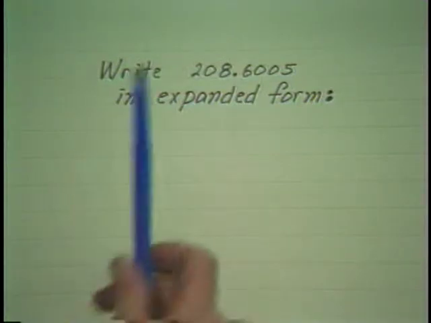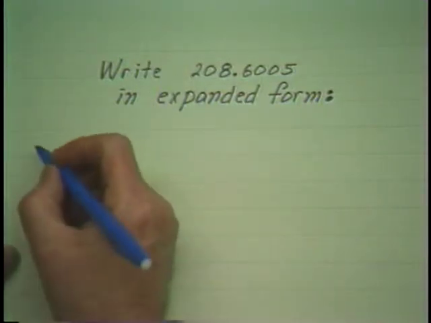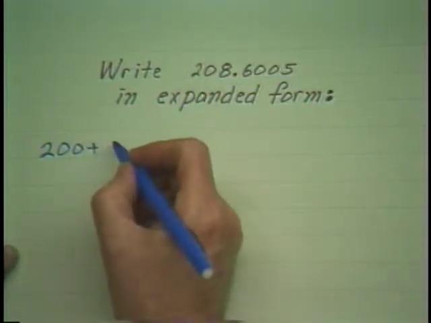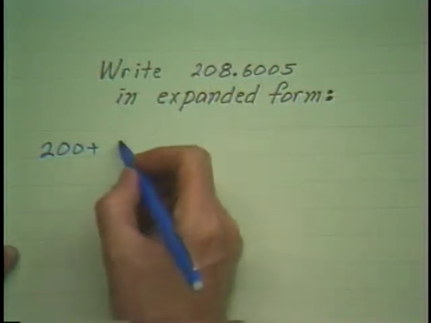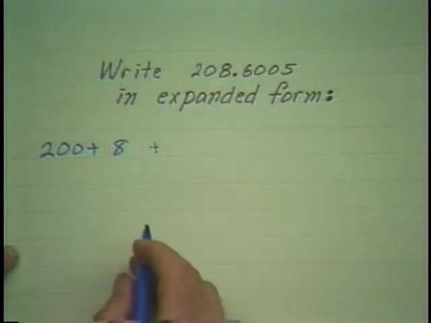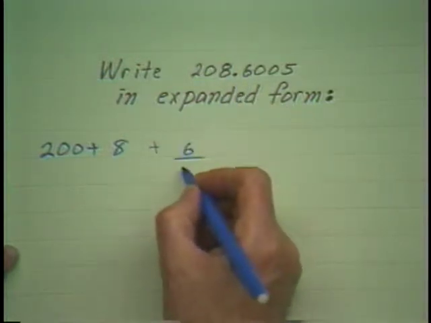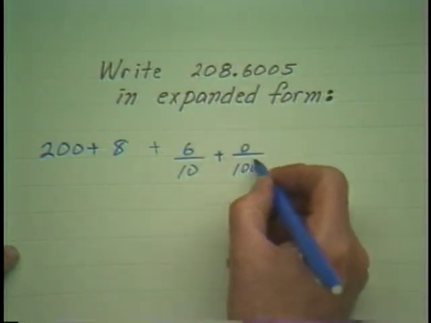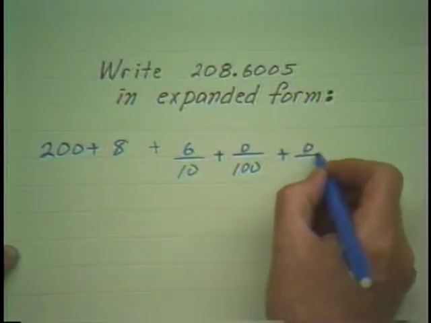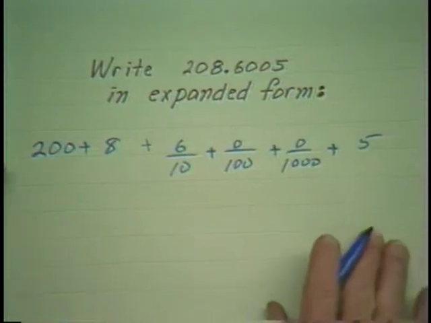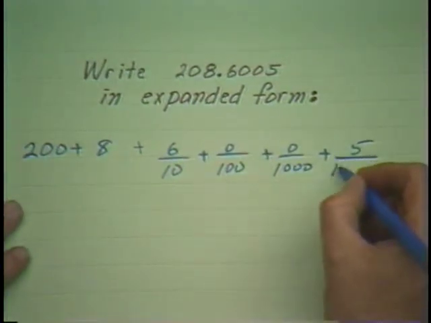So let's try another one. This says I have 2 hundredths, and this says I have no tenths, and I have 8 ones. Then, and that's still plus, I have 6 tenths. Then I have no hundredths, and then no thousandths, and then 5 ten-thousandths.